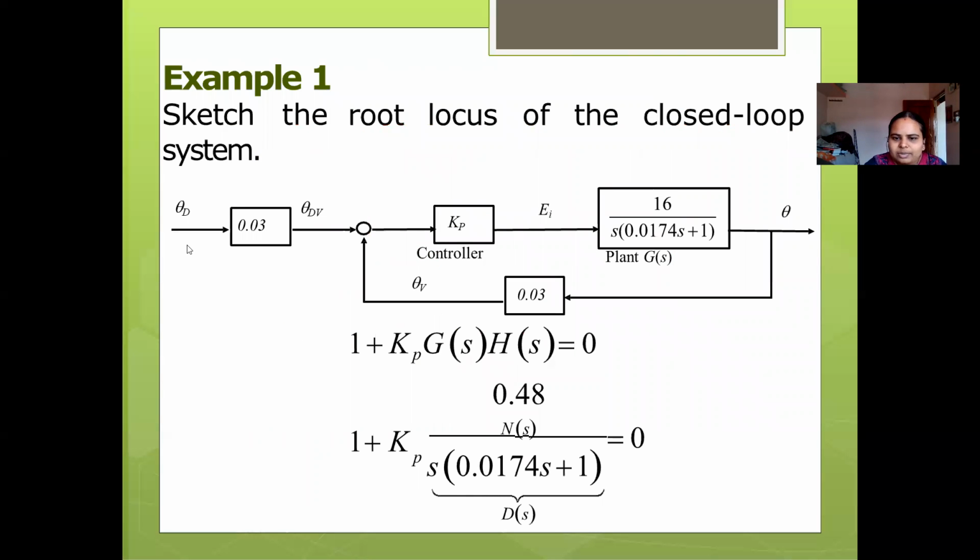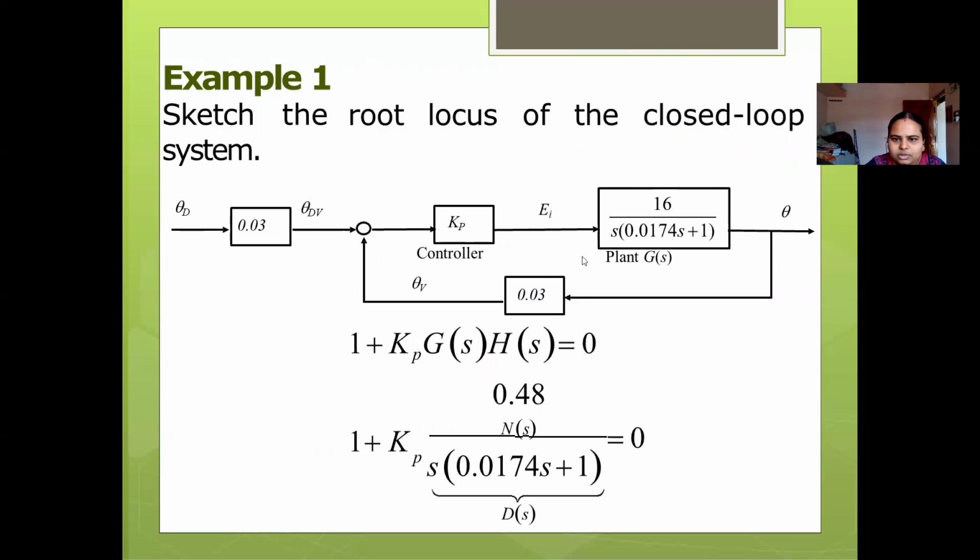This is one example taken here. Sketch the root locus of the closed loop system. Here it is given as a constant value, that is 0.03. Then again a Kp controller is taken and the plant with different values is given here directly. So you can use that: 16 divided by s into (0.0174 s plus 1), with a feedback of 0.03.